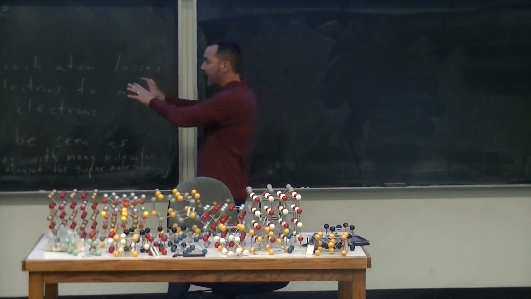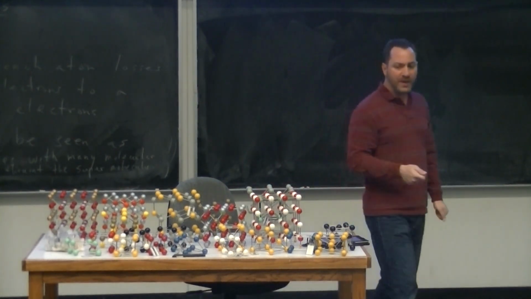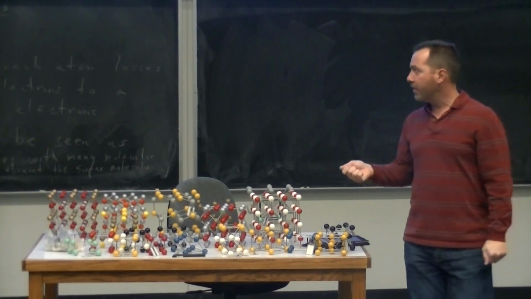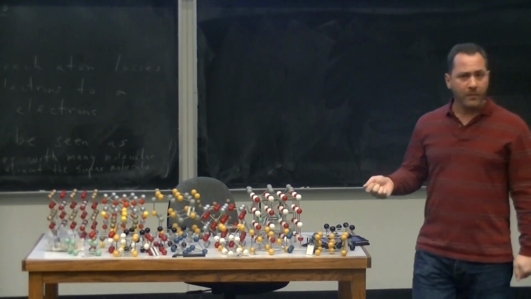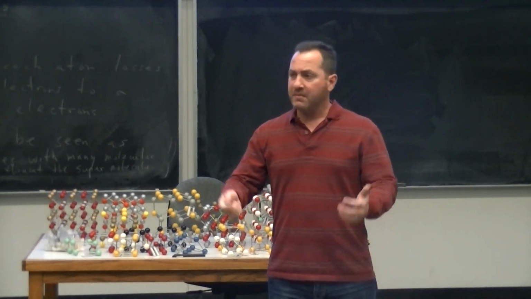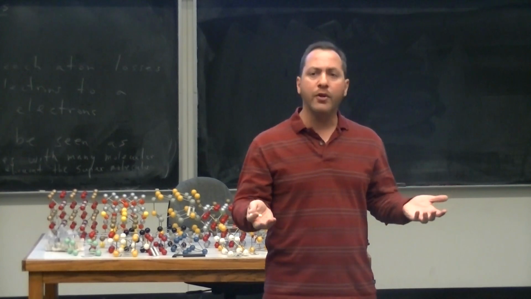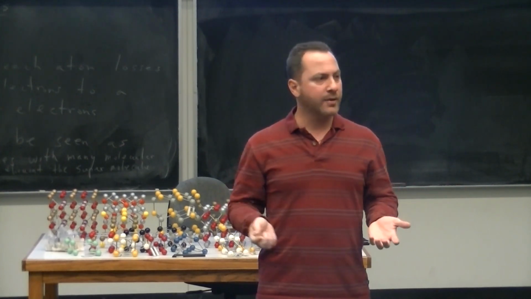This is what we call metallic bonding, but not all the materials that we know are made of metals. We also have ionic compounds, right? Tell me, for example, a single ionic compound, any ionic compound.